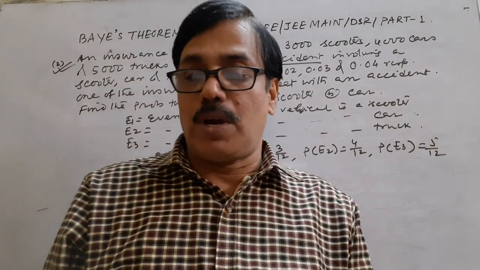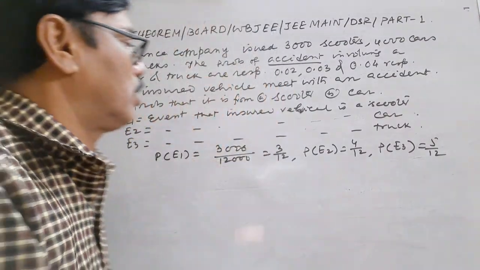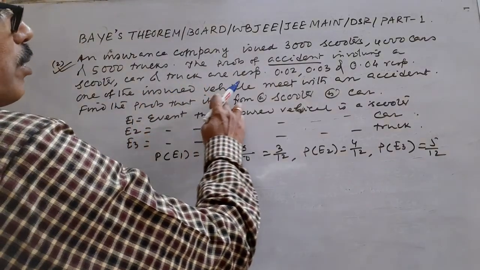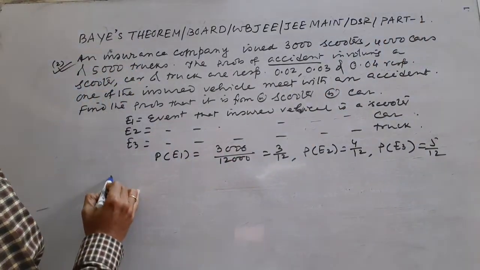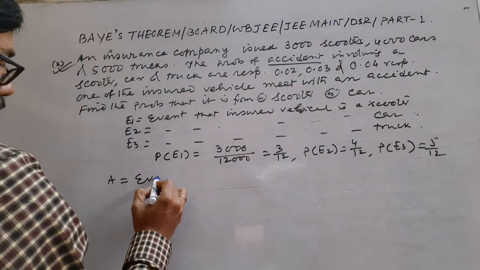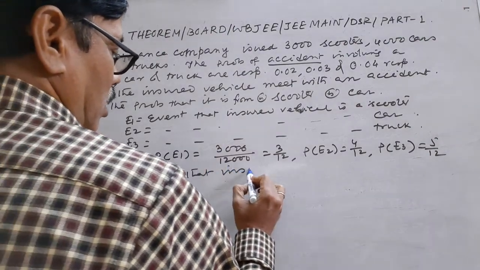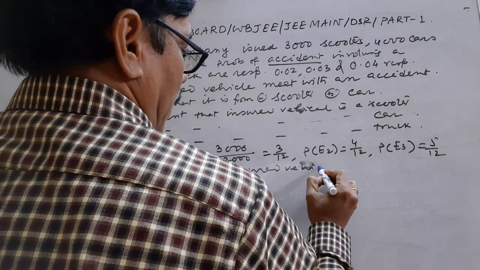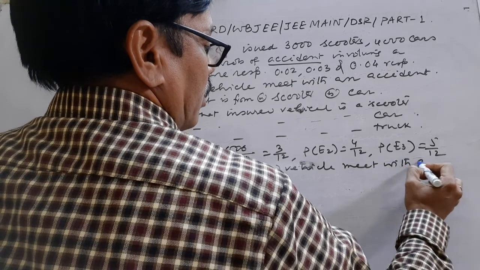Now we have to define an event associated with E1, E2, E3. So look, one of the insured vehicles met with an accident. So A equals the event that the insured vehicle met with an accident.